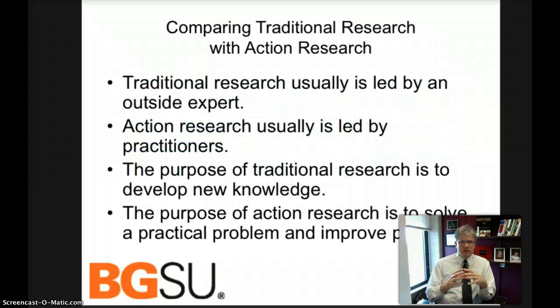And I think it's important to understand how the kind of research that people in academia, like myself and my colleagues in my school and across the university, engage in relates in comparison to action research. Traditional research is typically done by someone outside the setting, whereas action research is inside the practice, done by the practitioners, right? We conduct traditional research to try to develop new knowledge, but action research is all about improvement of practice.